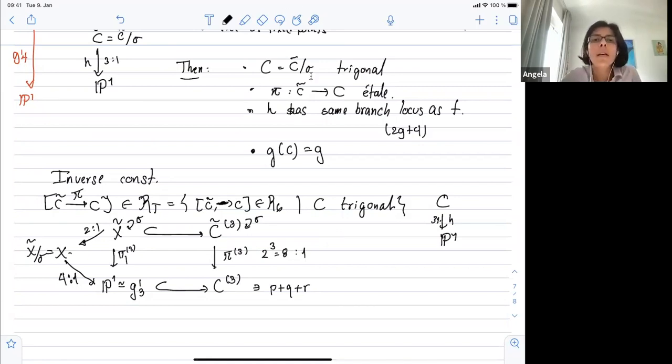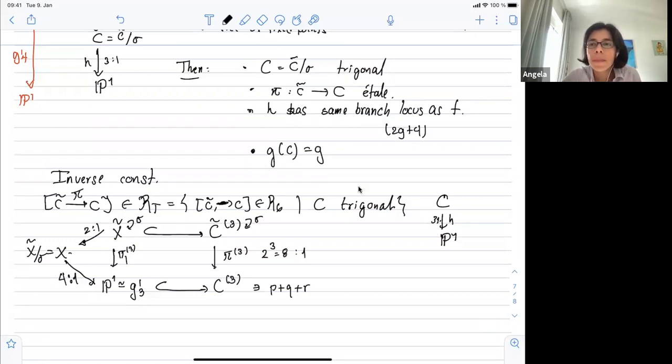So, for instance, in the case where you have a fiber 2p plus 2q, those are precisely the cases where the associated curve is singular. Yes, the curve is singular. So let's see how singular it is.